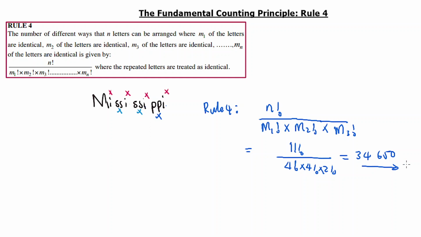So this is all about rule number 4. If you have identical things that cannot be repeated, you apply rule number 4. You might have different objects. It's not always letters with rule number 4. So our lesson is finished here, guys.